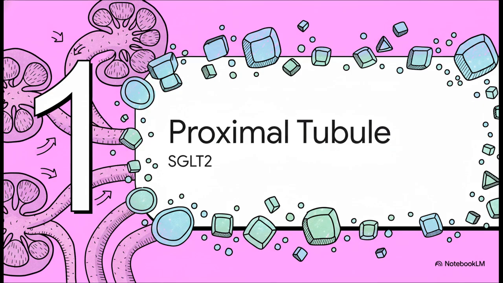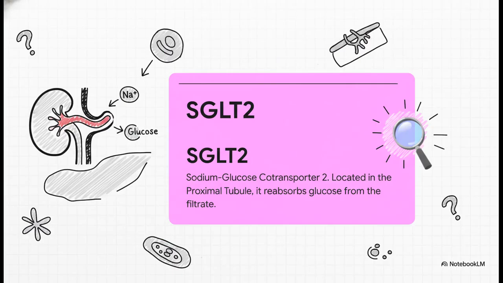I mean, this thing reabsorbs about 2/3 of everything filtered, so it is a busy, busy place. And a key player here is SGLT2. Okay, so what is it? It's the sodium glucose cotransporter 2, or SGLT2 for short. It's pretty clever. It uses the sodium gradient to literally pull glucose out of the filtrate and back into your body. Now for the high-yield part.